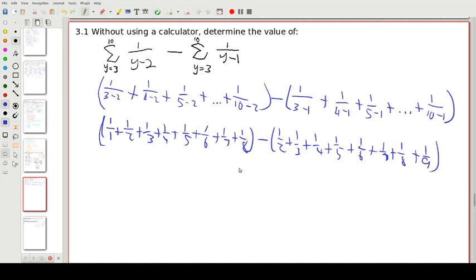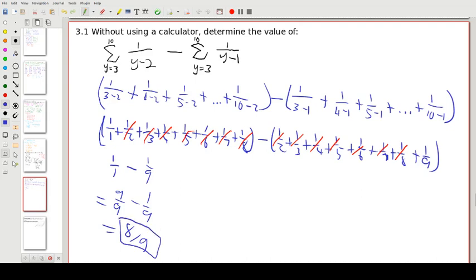Okay, so what's happening here is that a lot of things can cancel out. We've got a half minus a half, a third minus a third, and that pattern continues, fourth minus a fourth, fifth minus a fifth, all the way to here. So all that we have left is 1 over 1 minus 1 over 9. And 1 over 1 is the same as 9 over 9 minus 1 over 9, so 8 over 9.